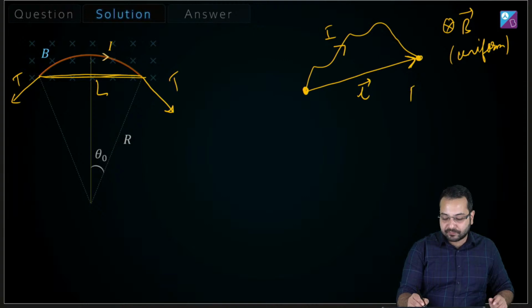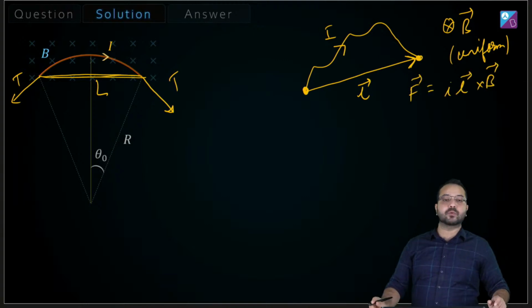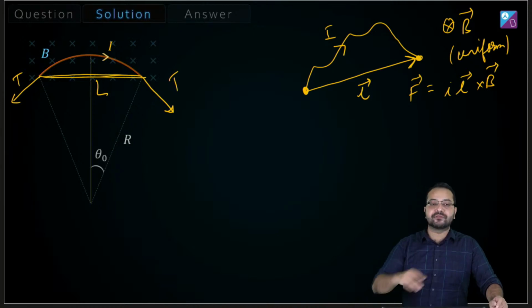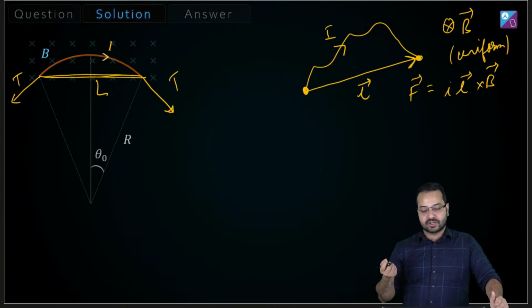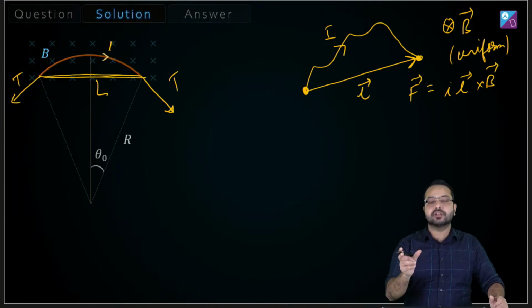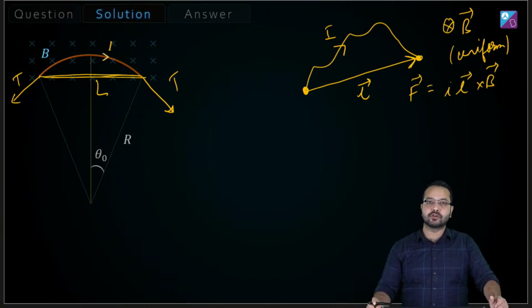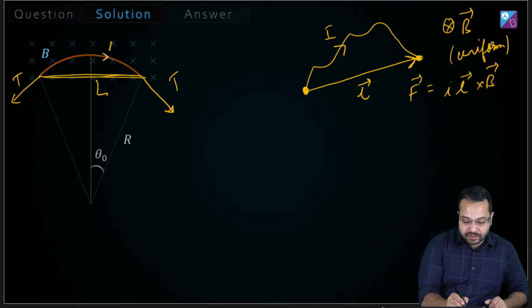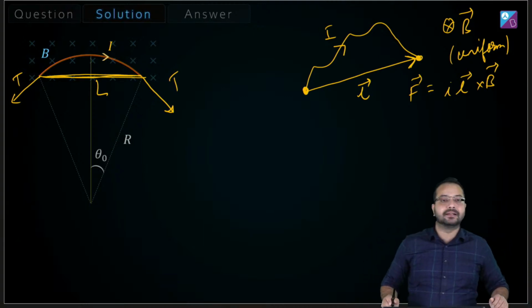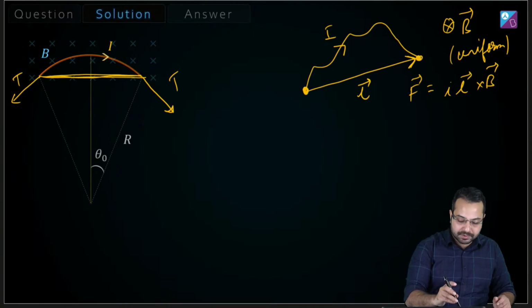Then the force is going to become I L cross B. That's what we should remember. Now if we have a wire of non-uniform, arbitrary shape, then just join the two points, and that will be your L vector. That's it. That's all you have to understand. So if we join, this is going to become L. Figuring that out is very simple.